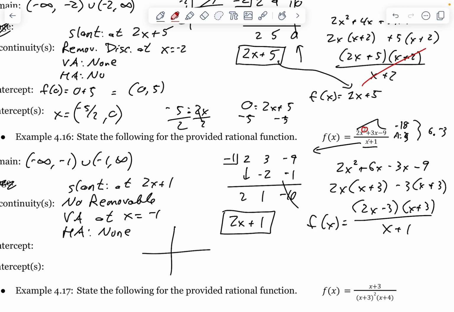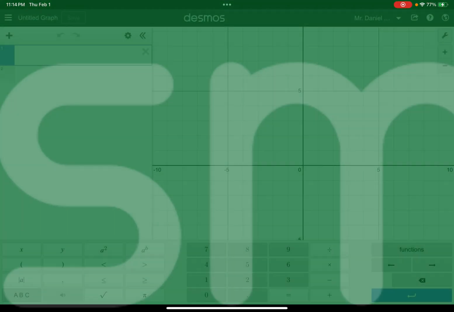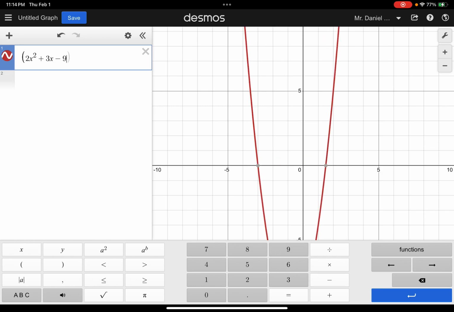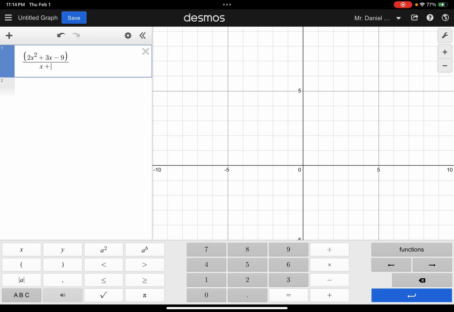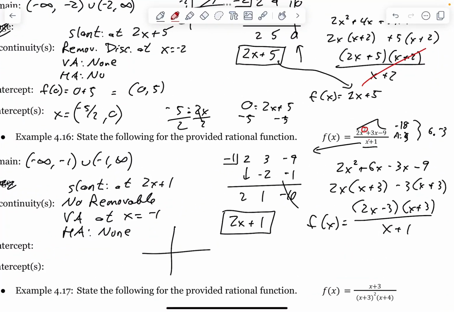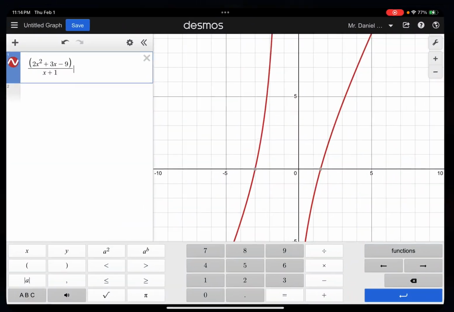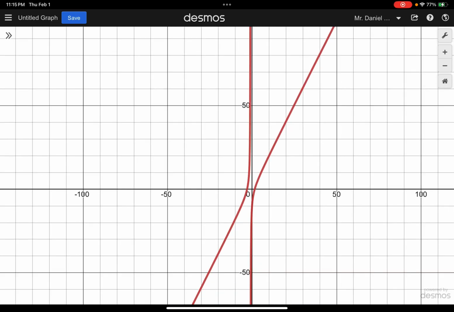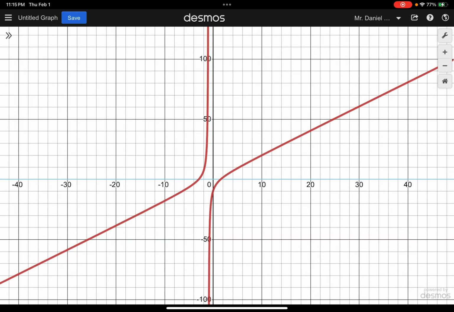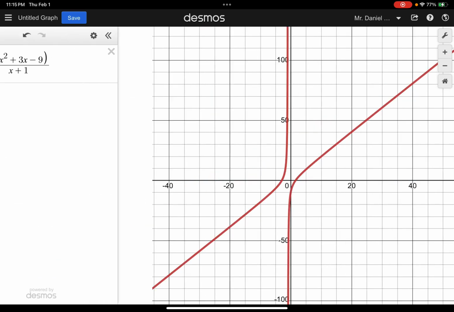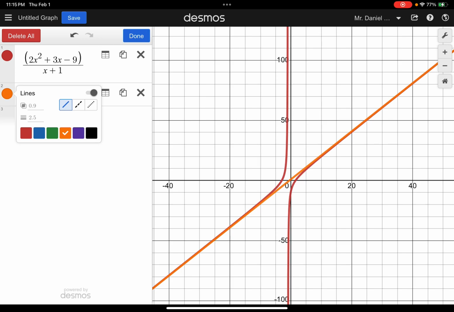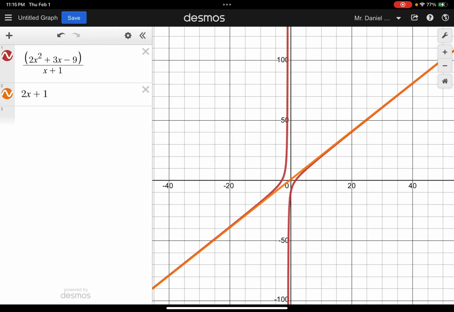Let's take a look at how this graphs. 2x squared plus 3x minus 9 divided by x plus 1, I believe. And here we go. There's my graph. Right, and here's a pretty good example. If I zoom out, there we go. I have a slant asymptote at the line 2x plus 1. I'll make that dotted.